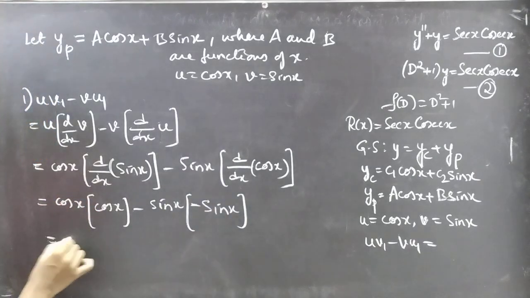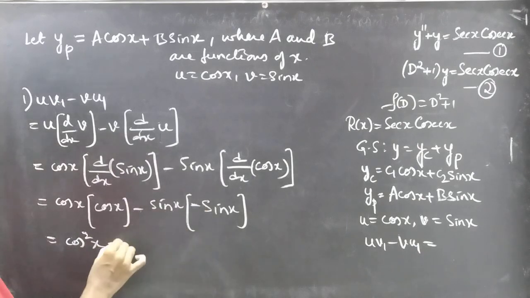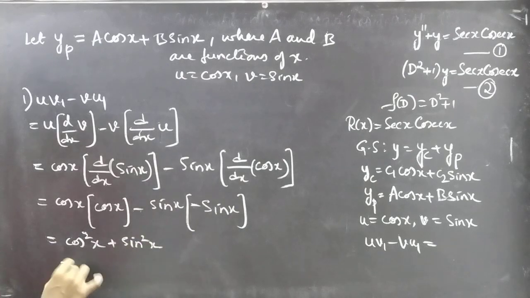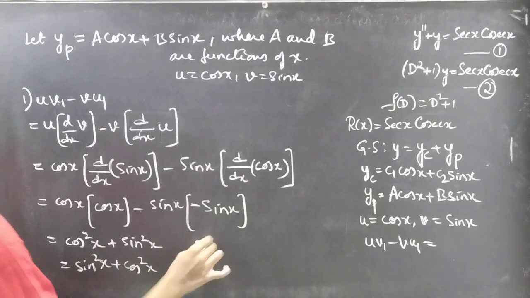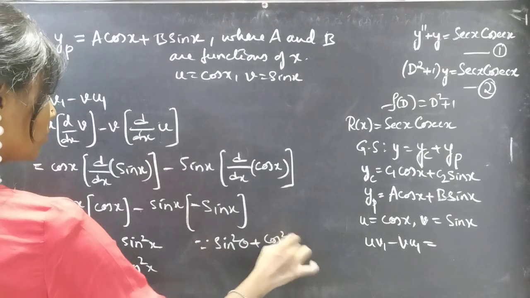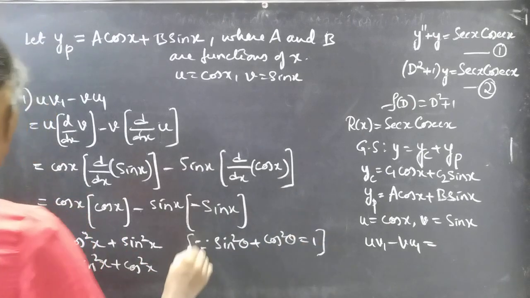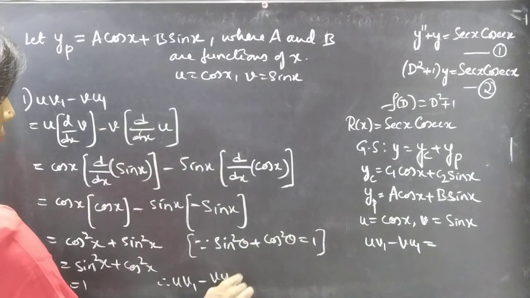This gives us cos x into cos x is cos square x, minus into minus plus sin x into sin x is sin square x, which we can write as sin square x plus cos square x, since sin square theta plus cos square theta equals 1. So from this we get sin square x plus cos square x equals 1. Therefore uv1 minus v1 equals 1.